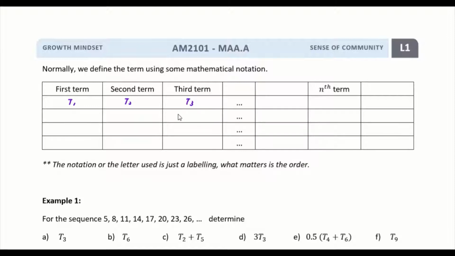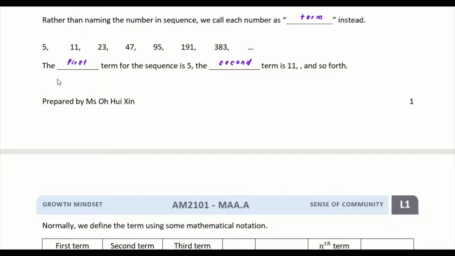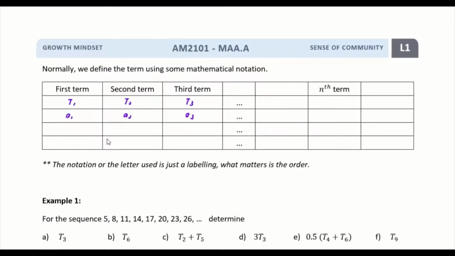Okay, so please remember that the letter is basically a labeling. That's it. So if, let's say, I denote my sequence as A, then I can always define my terms by using A1, A2, and A3 as well. So it's just a labeling. What matters more is the order. So it means that if this is term 1, term 2, then you can't write that this is T2 and this is T3. You get what I mean, right? Yeah. So what matters is the order.